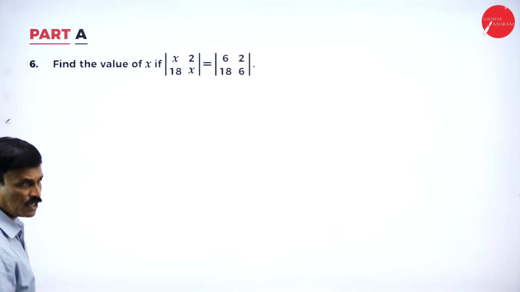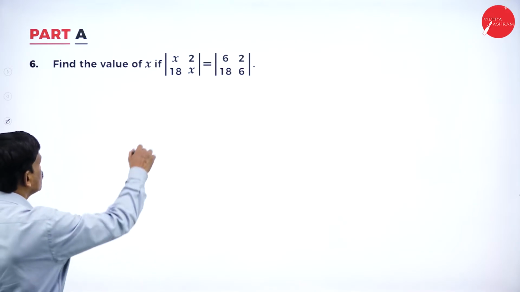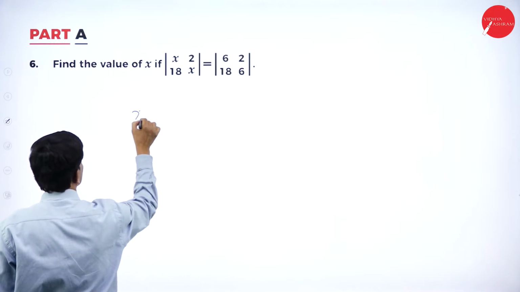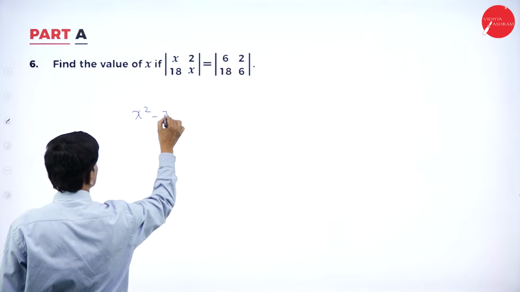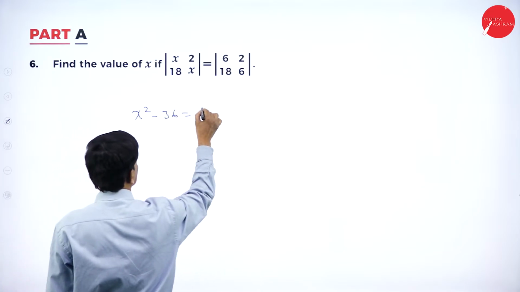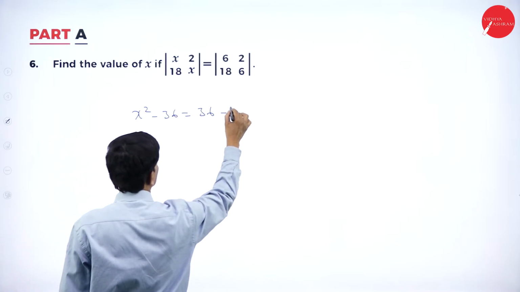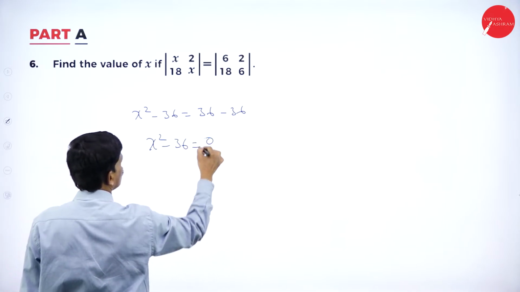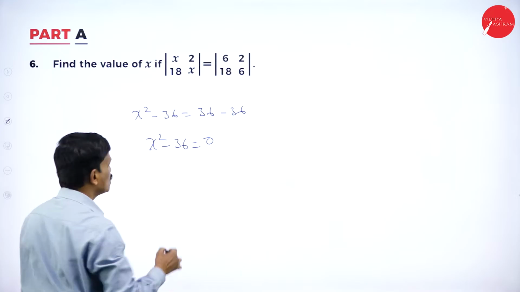By equality of determinants, you can solve this. Now simplify, expand the 2 by 2 determinant. x into x is x square minus 18 into 2 is 36. Again 6 sixes are 36 minus 18 into 2 is 36. So this is x square minus 36 is equal to 36 minus 36, which is 0.